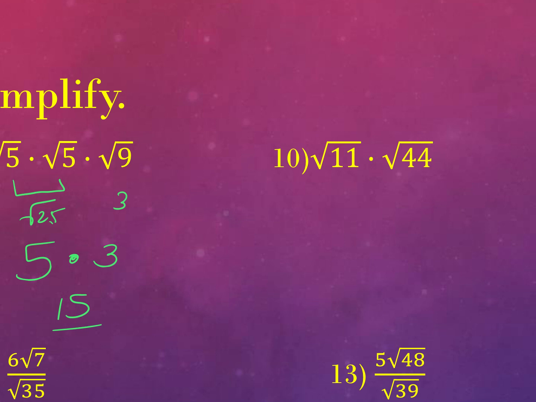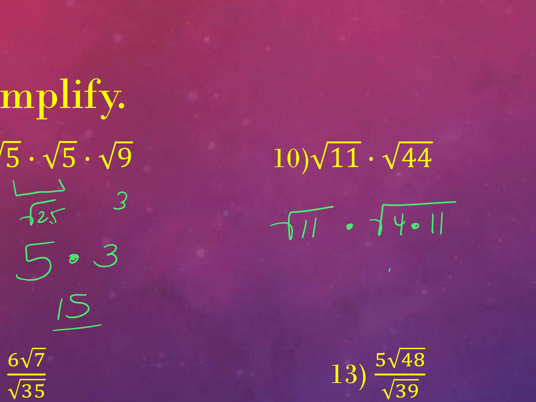Again, number 10, a house times a house is just a bigger house, right? You can go ahead and multiply 44 times 11 and then try and break that down. But that number is kind of big. So I'm going to say, okay, 11 is not going to break down. I'm going to leave it here. But I can break down 44 into a perfect square and a non-perfect square. What is it? 4 and 11. Agreed.